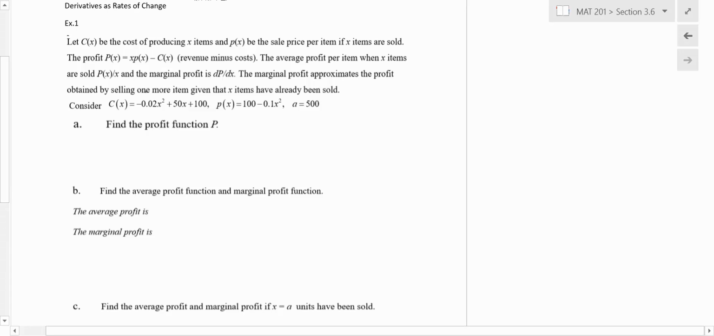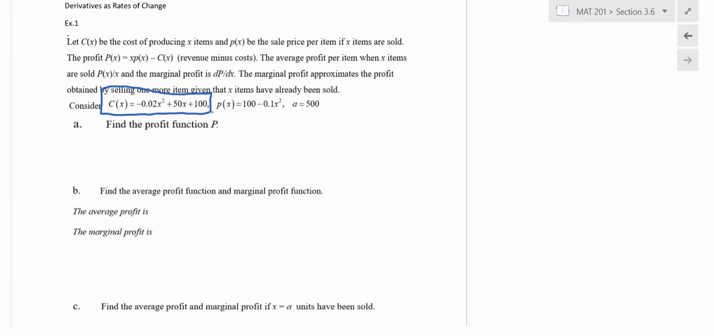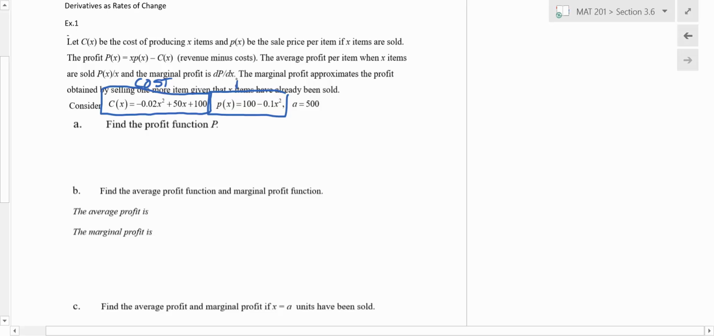So first of all, what I'm giving you on this one is a cost function. Now, the cost function doesn't have to be linear. It can be anything, okay? That's a quadratic. That's a cost function. And then this thing right here is going to be a price function. So I've given you a cost, then I've given you a price.